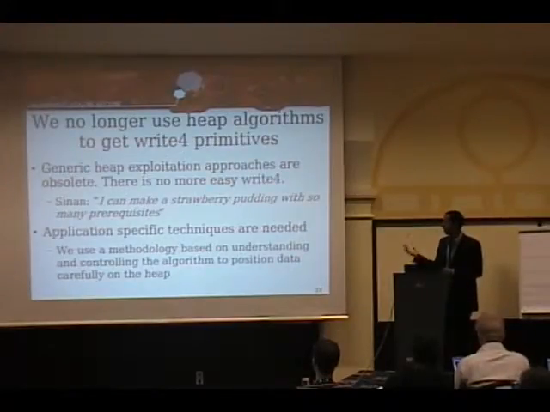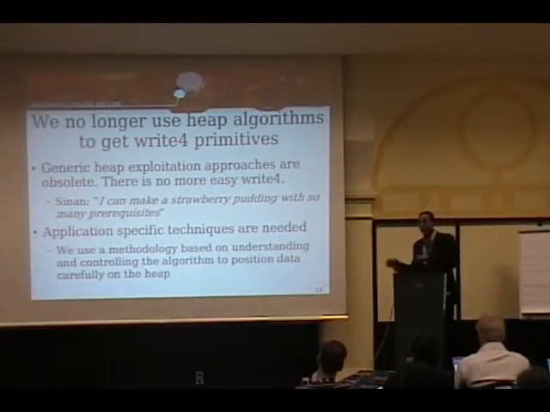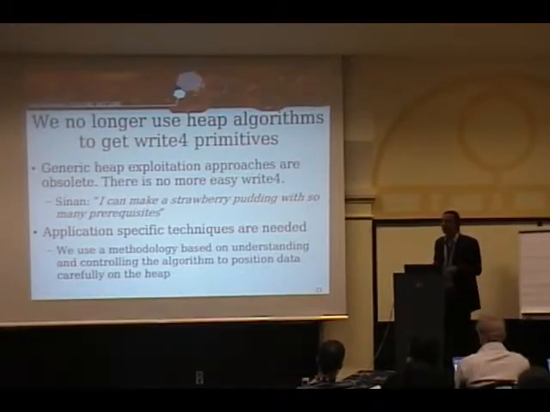And as Sinan says, who's one of our other researchers, he can make a strawberry pudding with that many prerequisites. Which he means like, yeah, okay, if you have the following data structures and the following craziness, you get a write four because you know the data structures are the same. He's like, that's never going to happen. We need a better way.